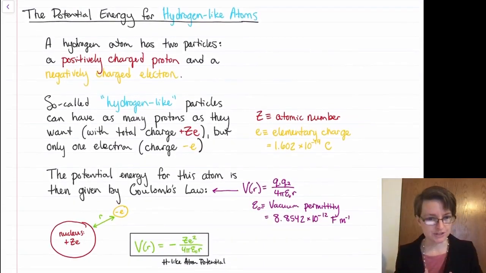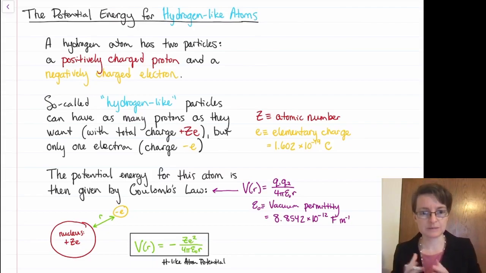Just like in all the problems that we've tackled so far in this class, describing the potential energy for hydrogen-like atoms is going to be our first step in solving for the wave function. Now, a hydrogen atom has two particles associated with it. One particle is the positively charged nucleus. Remember that hydrogen has one proton and zero neutrons. And then a neutral hydrogen is going to have a negatively charged electron.